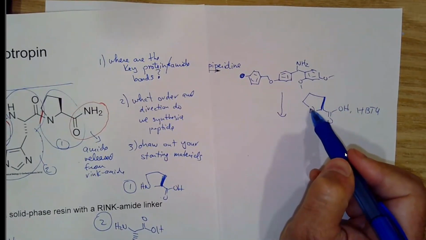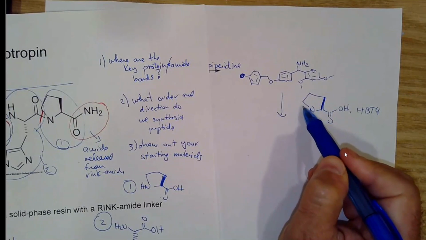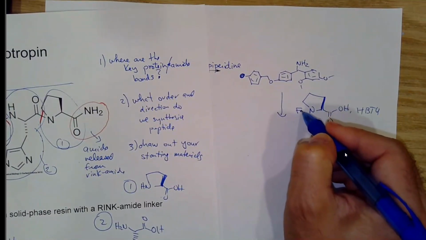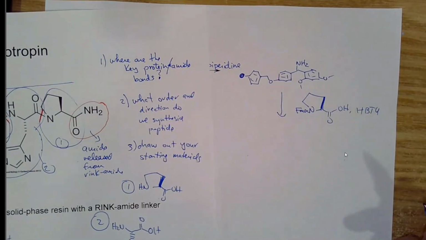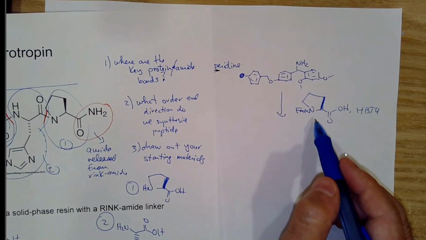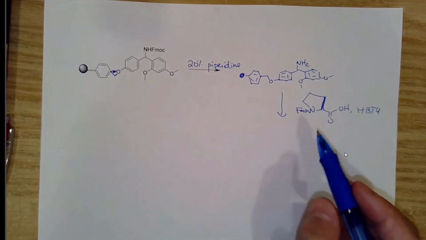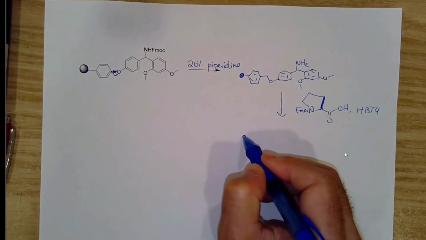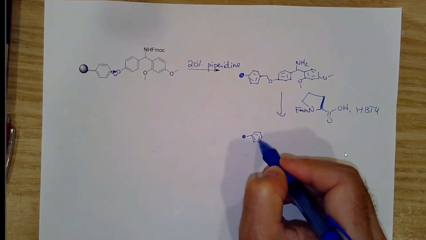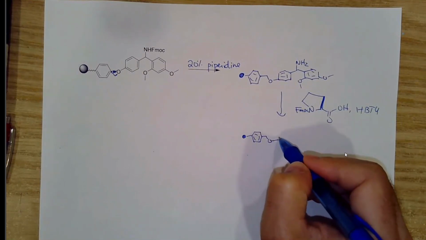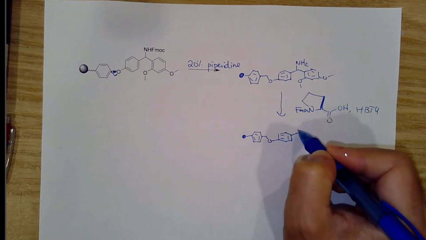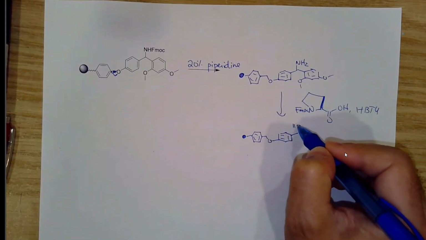So in other words, this amine here is an undesired nucleophile, so you've got to protect that. So we're going to use Fmoc, and we're going to have an Fmoc-protected proline, and now we can do the coupling. All right, so when we do that, this will look like this.